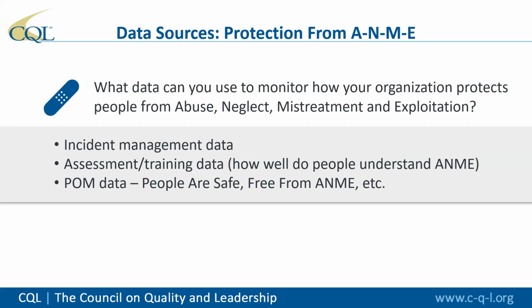Another data source could be anything around protection from abuse, neglect, mistreatment, and exploitation. So what data could you look at? Well, incident management data is always a big one, and a lot of times that's required by regulation. Also any kind of assessment or training information, thinking of how well the people that you support really understand abuse, neglect, mistreatment, and exploitation. And then, of course, POM data. You might also look at allegations around abuse and neglect, and the number, type, or amount that have been substantiated or unsubstantiated.